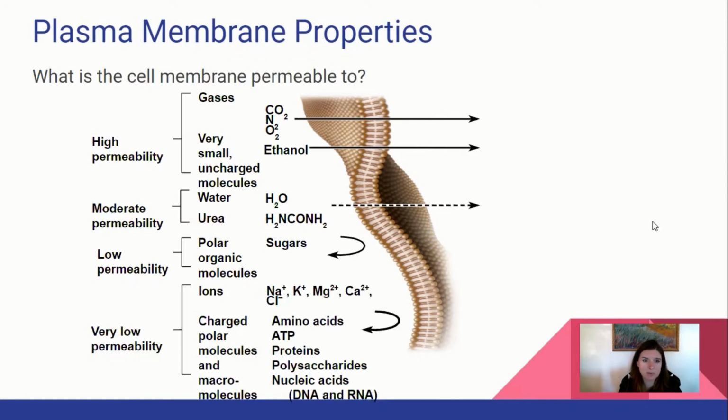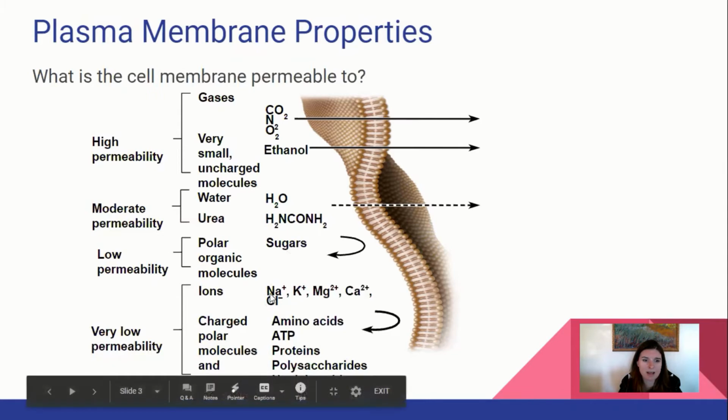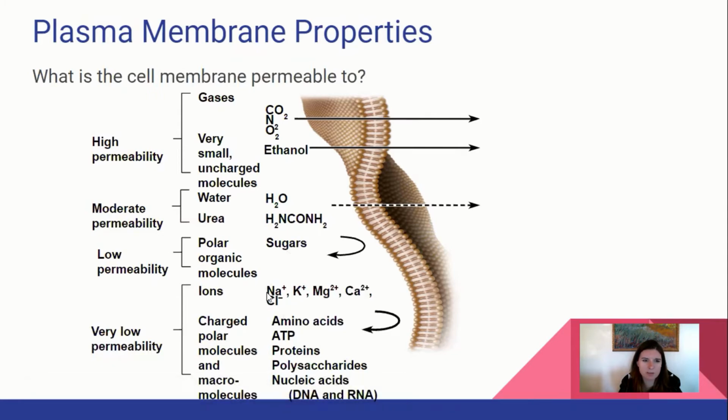So ions, remember, are what happens when we have an ionic bond that basically dissolves in water. We have the two pieces come apart. And larger charged molecules and really big macromolecules have the hardest time getting across. So because of those strong charges when we're talking about ions, and really because of their size when we're talking about things like DNA.